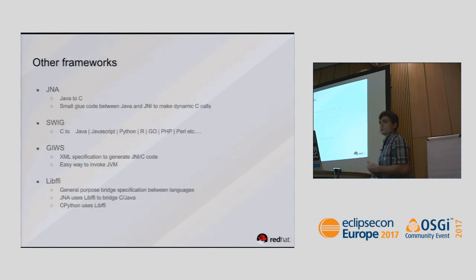So just a word about the other frameworks. I already mentioned JNA, but there is a whole bunch of other ones, including Swig, GIWS, and libffi. They're all kind of used to bridge interpreted languages and native languages. JNI is specific to Java, but Swig, for instance, can be used to bridge all sorts of languages to each other. But the concept is kind of similar with most of them. The only difference, for example, is that JNA already provides you the little bit of glue code that dynamically calls everything for you, and you don't have to implement it yourself.